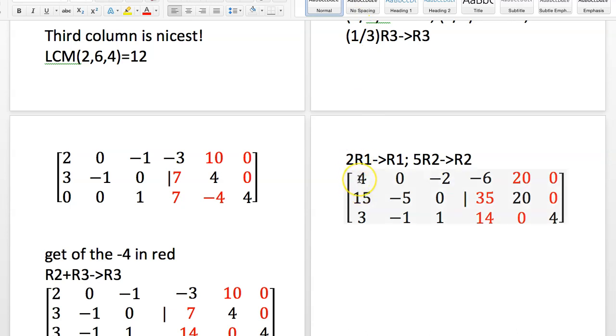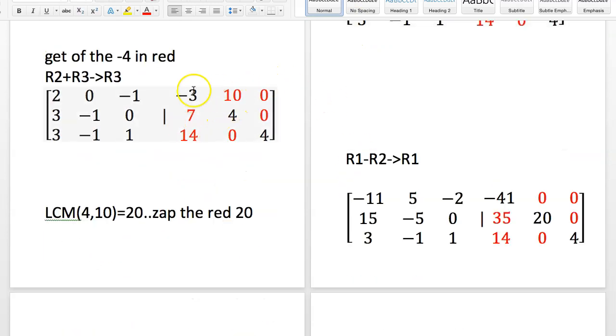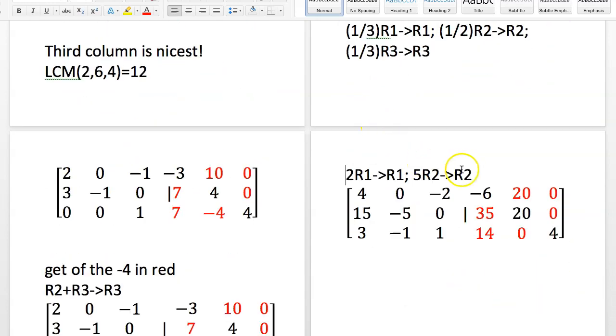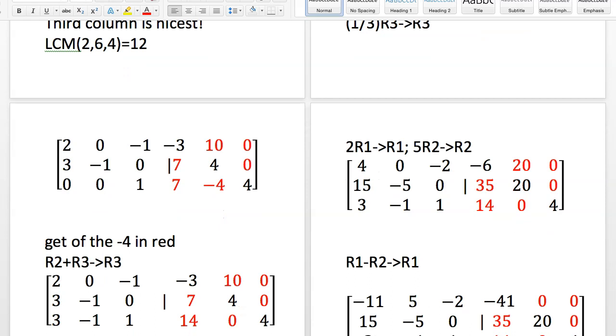So I multiply. What did I have? I multiply everybody by 2 here to make this 20, and by 5 down here. 4 times 5 is 20. So I get 4, 0, neg 2, neg 6, 20, and then times 5 down here, 15, neg 5, 0, 35, and of course 20, 0. Now we're not going to mess with row 3 for the time being. So here we get our beloved 20s, and my spacing's a little bad. Microsoft is hard to control.